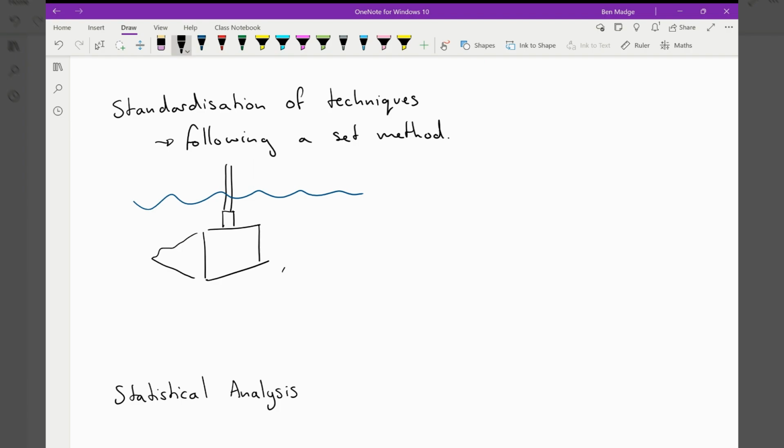So we're going to stand upstream in our big wellies, and we're going to stomp up and down and kick the sediment around for a set amount of time, so 2 minutes. And then we're going to pick up the rocks and give them a scrub to get off any benthic organisms. We're going to do that for 2 minutes. And we're going to do that in the same way every time we take a sample.